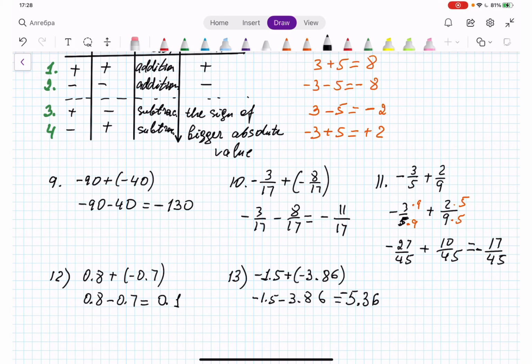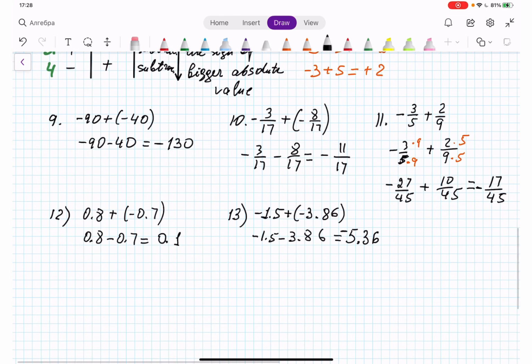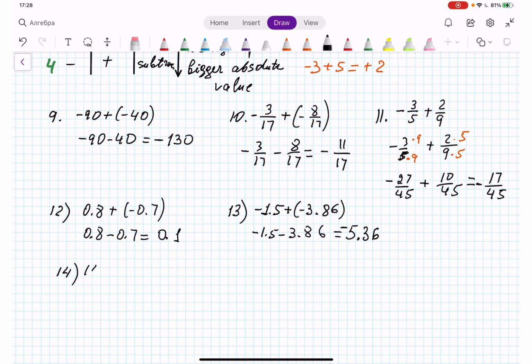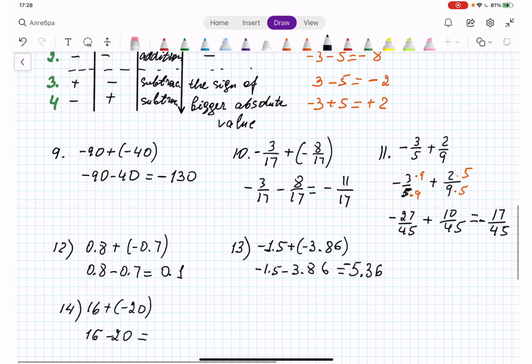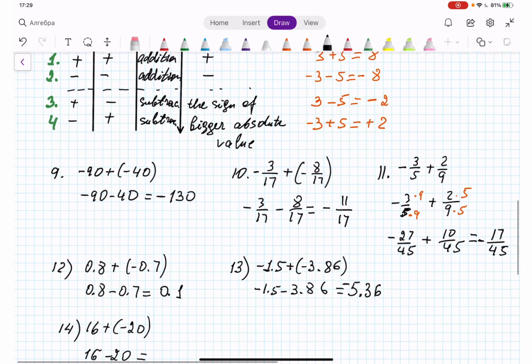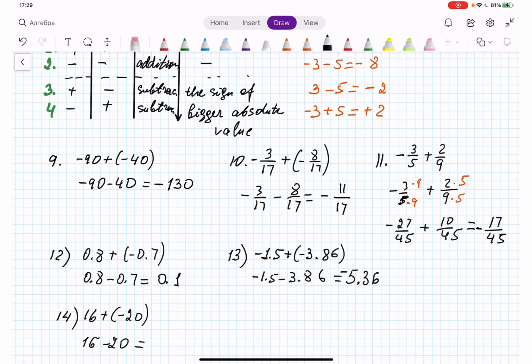Number 14. $16 plus negative 20. You don't need this plus, so you go straight to 16 minus 20. What is our case? Plus and minus, case number 3, right? So we need to subtract. 20 minus 16 is 4, and we're using the sign of the bigger absolute value. The bigger absolute value is 20, its sign is negative, we put negative.